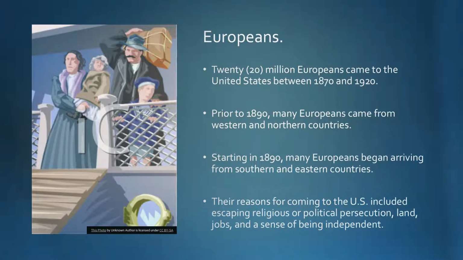Now, their reasons for coming to the U.S., like we had said in the previous slide, included escaping religious or political persecution, land, jobs, and even just looking for a sense of being independent. Okay, so that's also part of it too. Maybe they don't have a lot of freedoms in their country, so they're looking for more freedoms here in the United States.